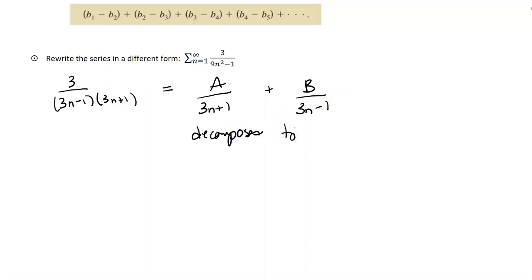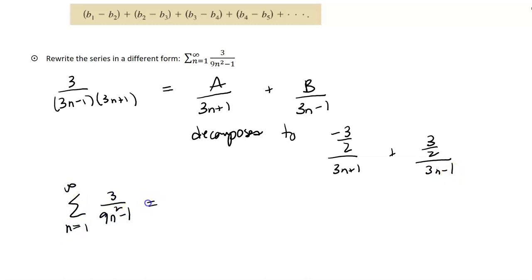If you follow through with partial fractions, you would get negative 3 halves over 3n plus 1 plus positive 3 halves over 3n minus 1. So I'm going to say that the sum from 1 to infinity of 3 over 9n squared minus 1 is equal to, let's take the 3 halves out because we can factor it out of everything. I'll have 3 halves times the sum from n equals 1 to infinity of, if we put the positive one first, 1 over 3n minus 1 minus 1 over 3n plus 1.